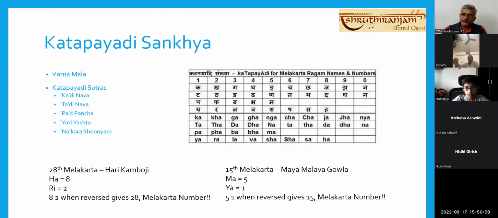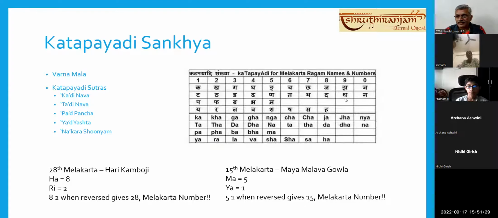For example, the earlier version of Maya Malava Gaula is just Malava Gaula. So it's not Maya. So Govindacharya introduced Maya to it. Okay. So he introduced Maya because it should fit. Similarly, Shankarabharana existed from ages. What did Govindacharya do? He added Dhira, Dha 9, Ra 2.